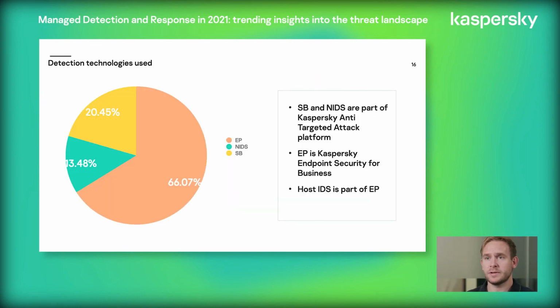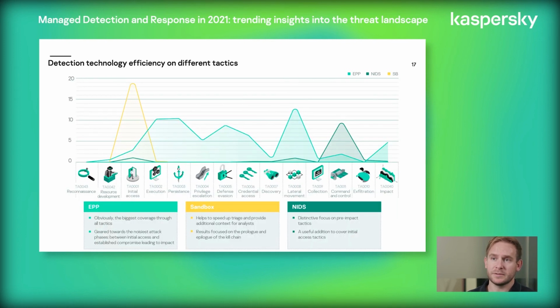Our MDR supports several detection technologies. Roughly, they can be divided into endpoint, sandbox, and network intrusion detection systems. Sandbox and network IDS are part of our Gartner product, Kaspersky Anti-Target Attack. The diagram shows how many incidents were detected by each sensor type. Detection technology efficiency on different tactics.